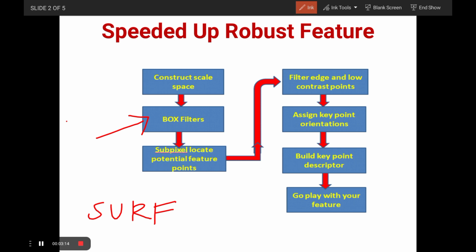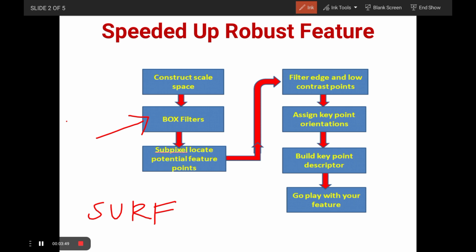After that, you perform the same operation, like subpixel localization of potential feature points. That means once you identify the key points, you have to identify where exactly the key feature is present in terms of scale as well as space. We can also call it the extrema location. We can also use trace of H squared by determinant of H. That means based on the local extrema, we can eliminate the edges and contrast points based on the measure of the cornerness.